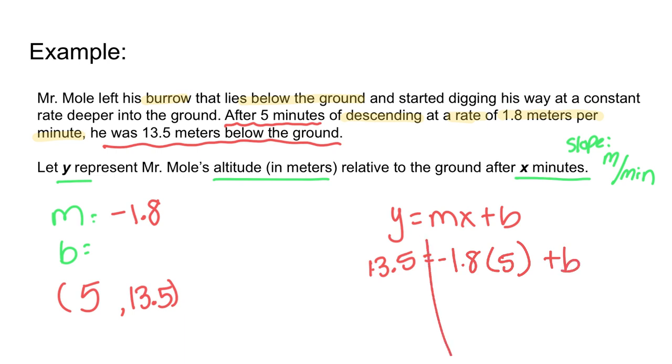And so I'm just going to do the math on that, calculate, see what we get. So I'll do negative 1.8 times 5 to start with. And I get negative 9. Bring down my 13.5. And so from here, all I have to do is get rid of this 9. So I add 9.